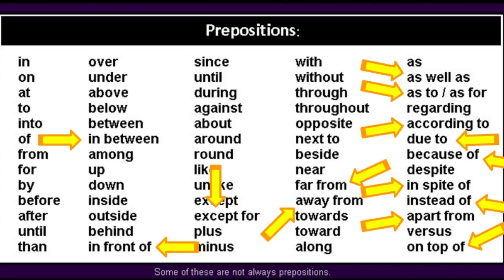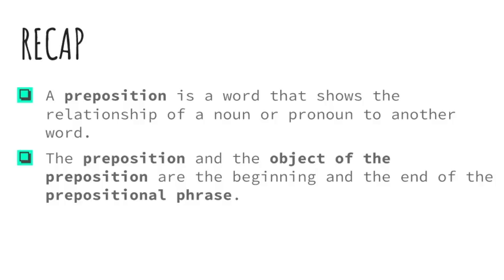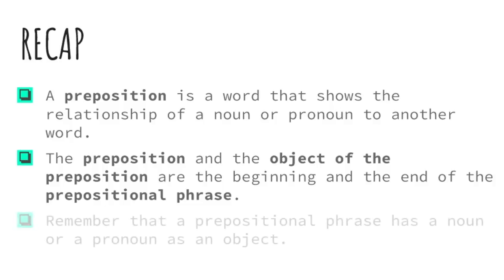Okay, that's it for prepositions. It's time to wrap up and recap what we've gone over. A preposition is a word that shows the relationship of a noun or pronoun to another word. The preposition and the object of the preposition are the beginning and the end of the prepositional phrase. Remember that a prepositional phrase has a noun or a pronoun as an object.